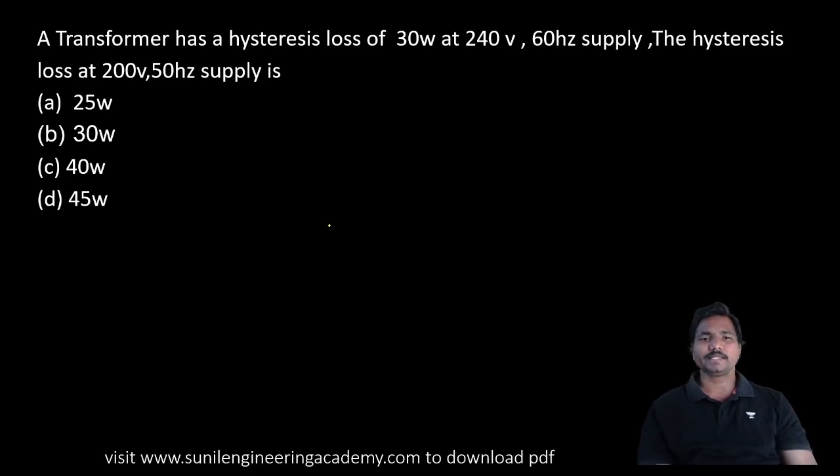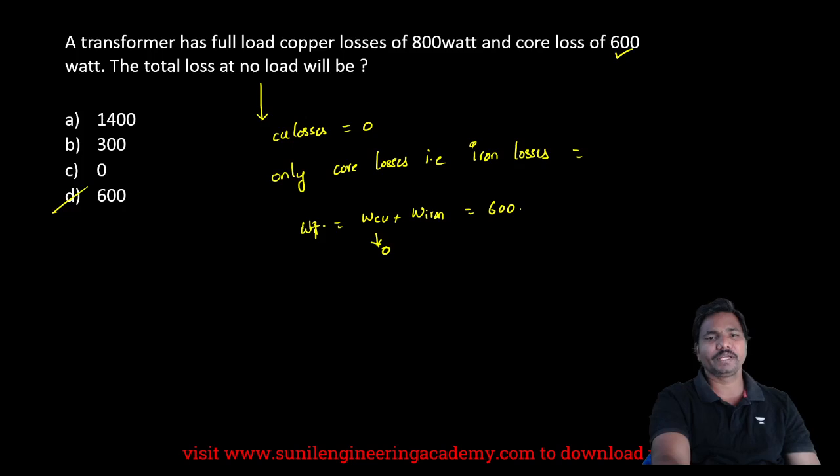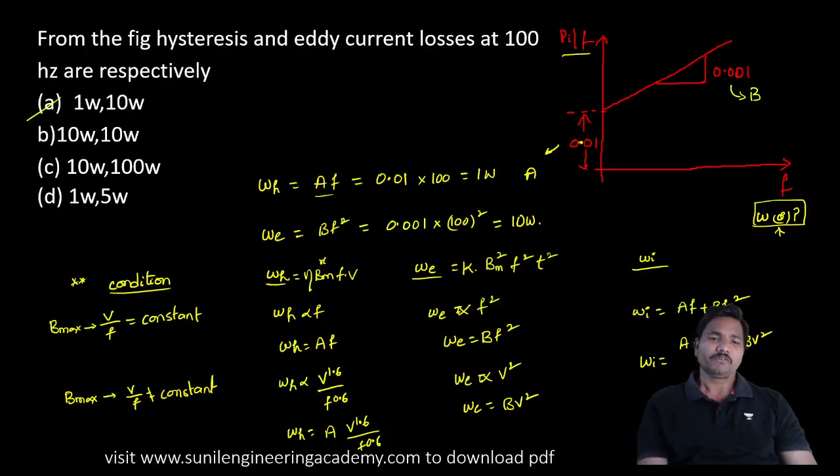A transformer has hysteresis losses of 30 watts at 240 volt 60 Hz supply. What is the hysteresis loss at 200 volt 50 Hz supply? Here voltage and frequency both change. So how to solve this type of question? These are very repeated and very easy questions. First of all, we have to check the condition: B max is constant or not. Then according to that, we apply the proportionality with respect to frequency or voltage, whatever it may be.